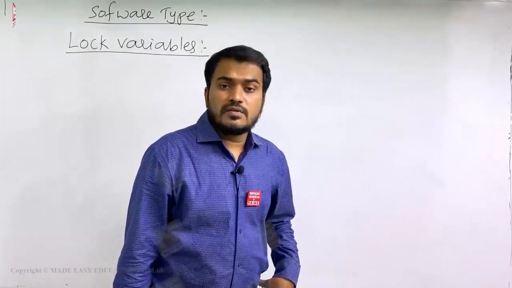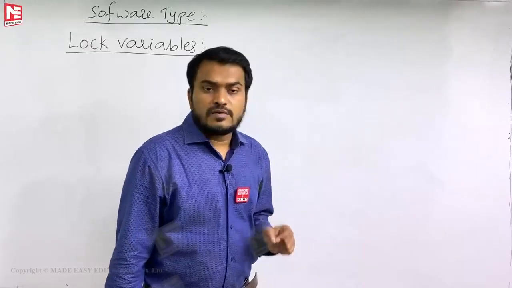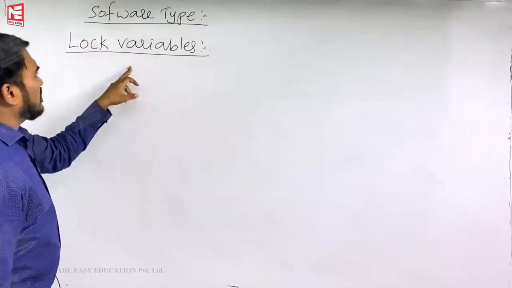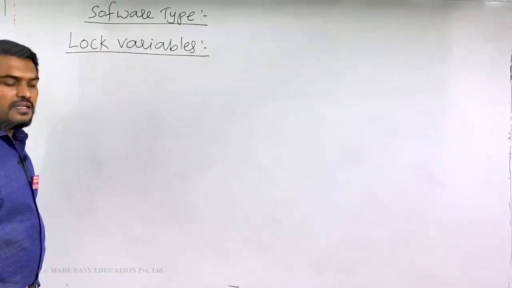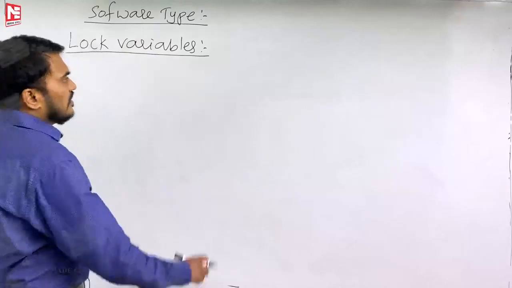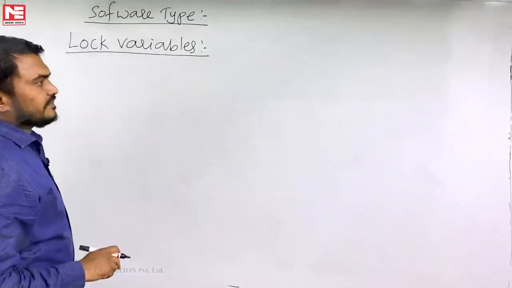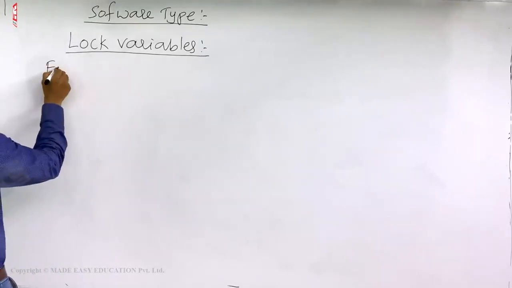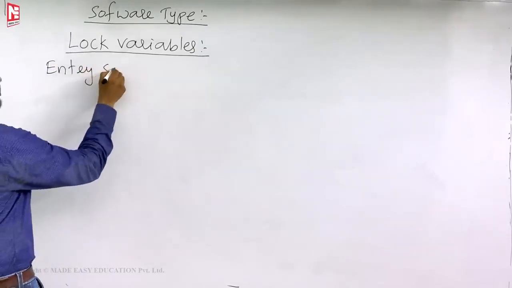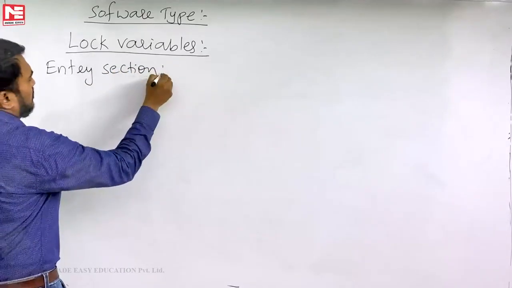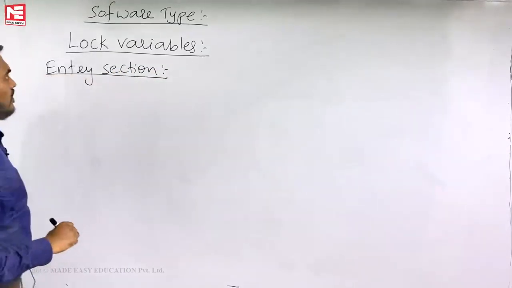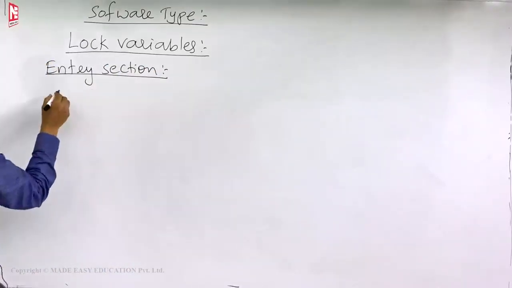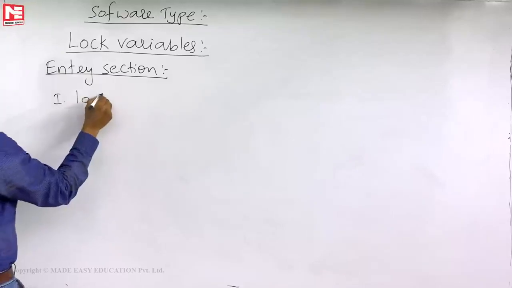The first type of solution we have is the software type of solution. In the software type of solution, the first one we will discuss is lock variables. So keep the heading software type of solutions, and the first one is lock variables. In the entry section we will have this, copy this.